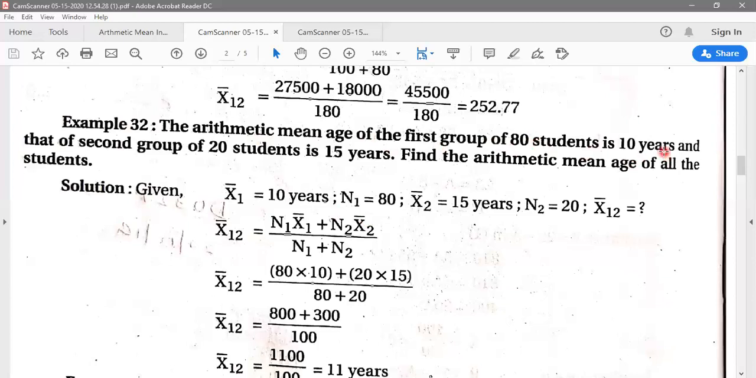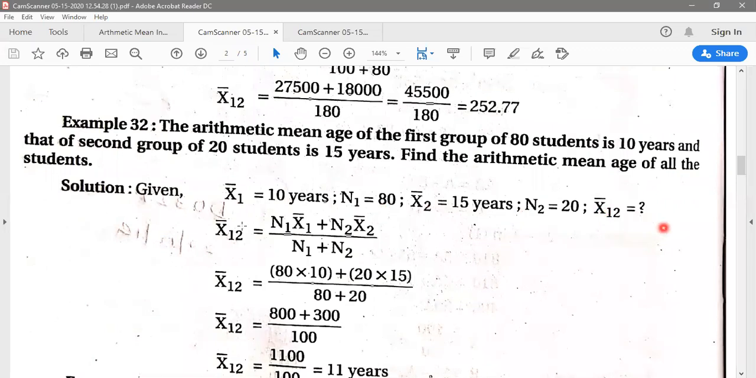I hope everybody is able to follow that. So n1 is 80, x bar 1 is 10 years. Then for the second group of 20 students, n2 is 20 and x bar 2 is 15. And what are you supposed to find? Find the arithmetic mean age of all the students. All the students means combined mean. So write something like this: given x bar 1 is 10, n1 is 80, x bar 2 is 15, n2 is 20. Then combined mean x bar 1,2 is question mark.